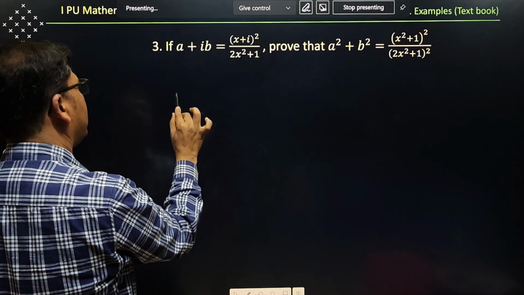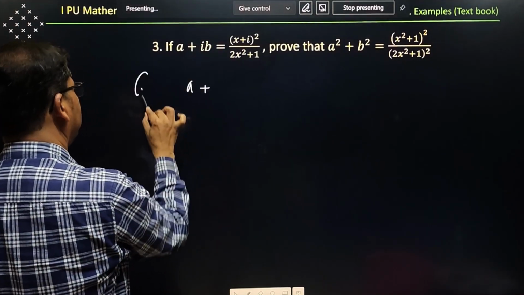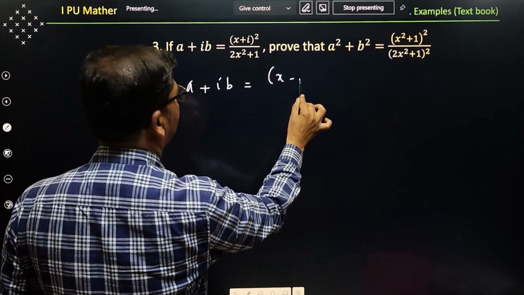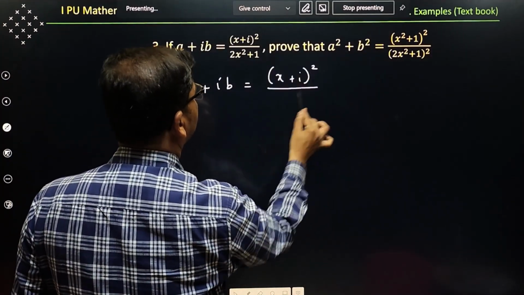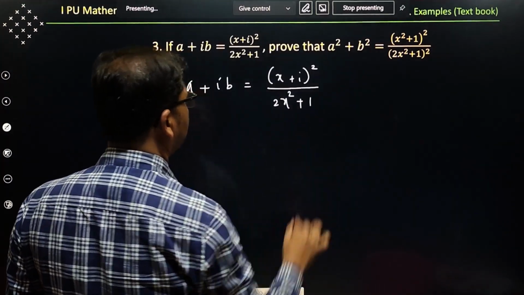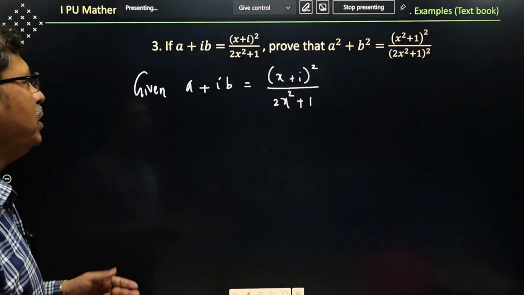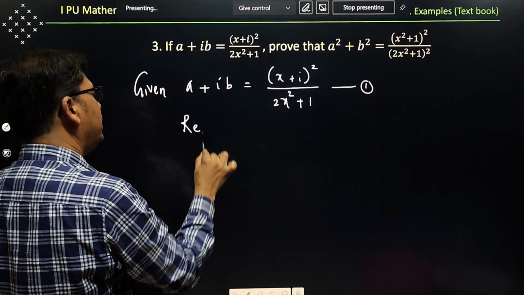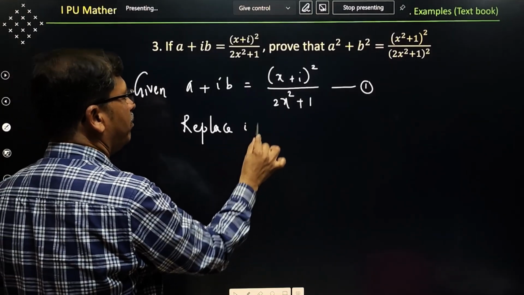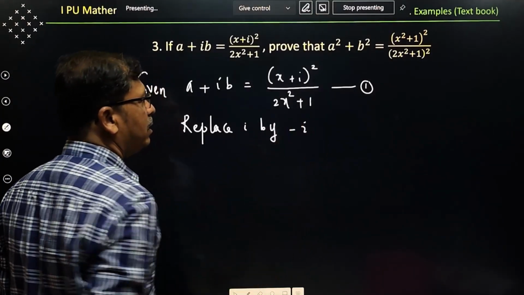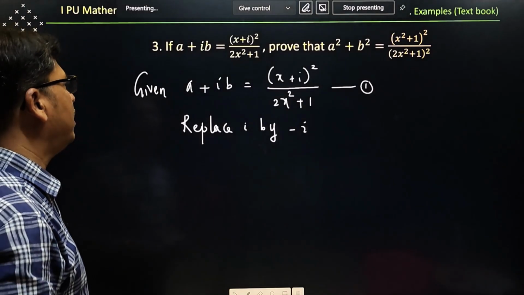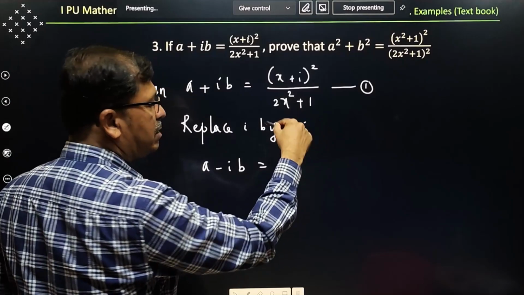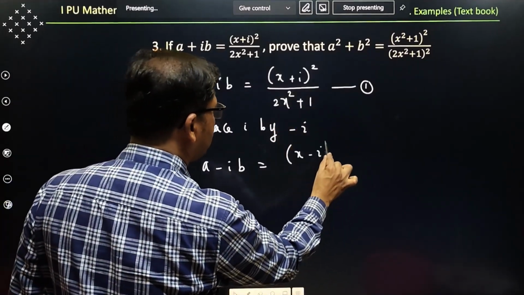Okay, now let us move to the third example. See, again a similar example is there here. Here it is given that a plus ib is equal to (x plus i) to the power 2 divided by 2x square plus 1. This is given. Just you replace as before i by minus i. You have to replace i by minus i.